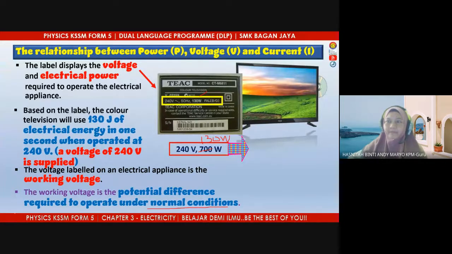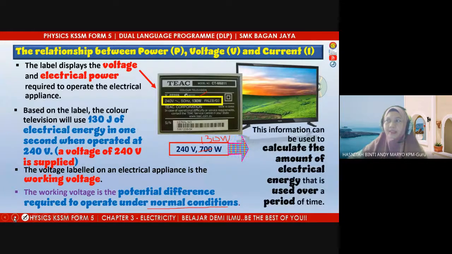Okay. So what is the importance of understanding this label? Because later we can use this information to calculate the amount of electrical energy used over a period of time. For example, if you watch your television for 8 hours a day, how much do you have to pay for that TV in 1 month? For that radio, for the iron, for the refrigerator, for the washing machine, how much do you pay for each? Later we will look at that.